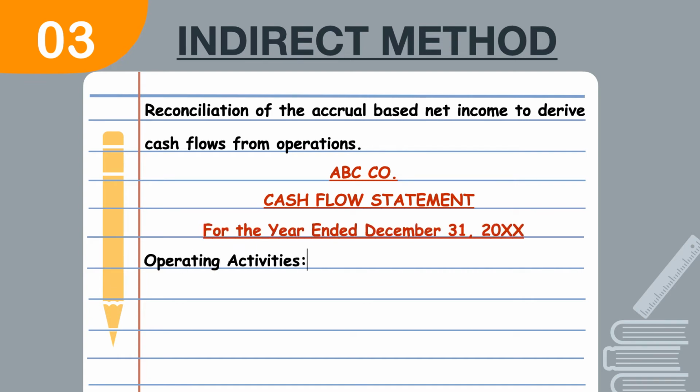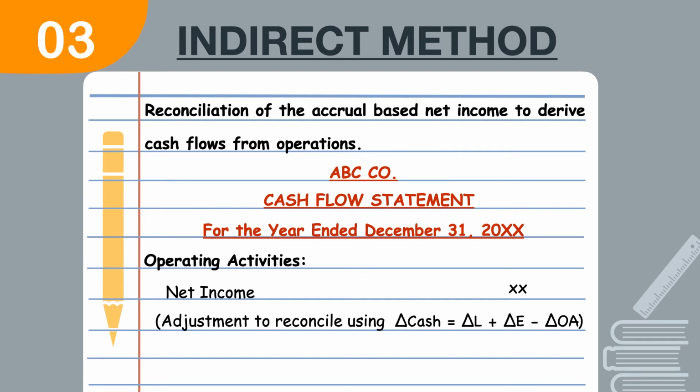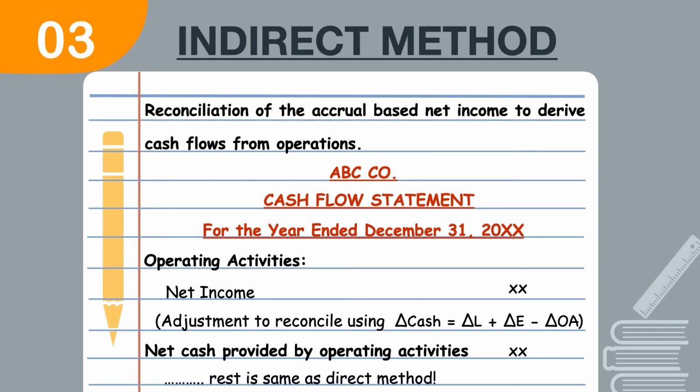But now in our operating activities section, rather than just having cash inflows and outflows, we're going to begin with net income and make any adjustments to reconcile that accrual net income to cash net income. That will give us our net cash provided by or used in operating activities, and the rest follows the same as we saw in the direct method in the previous slide. So you would have investing activities followed by financing activities and the effect of foreign currency translation adjustments.